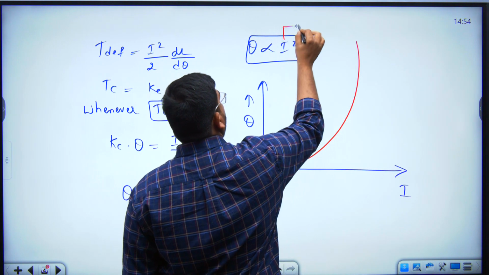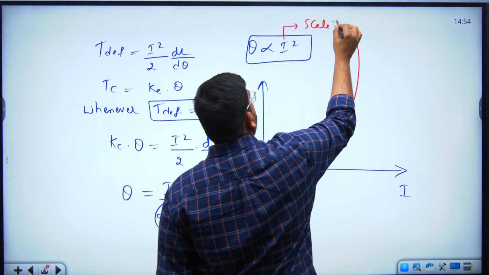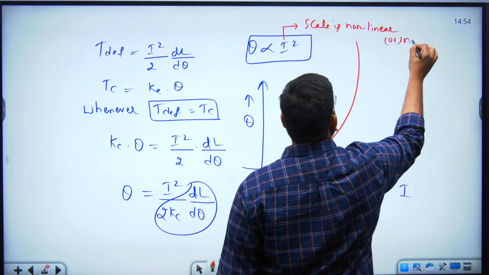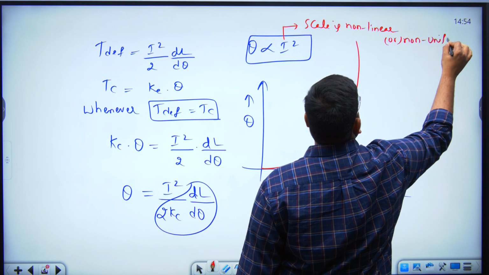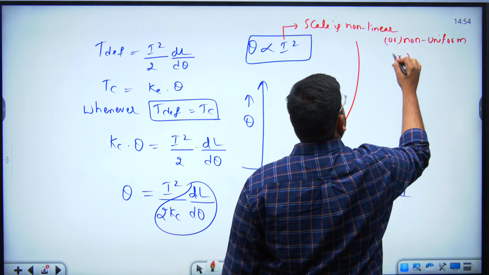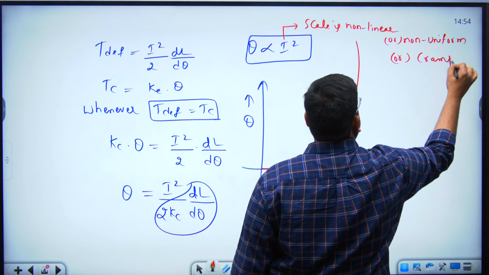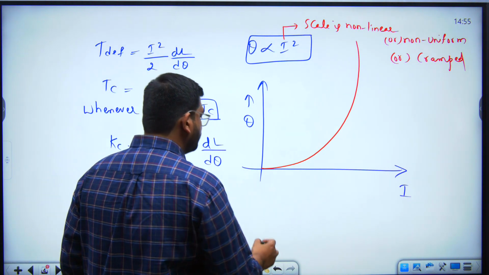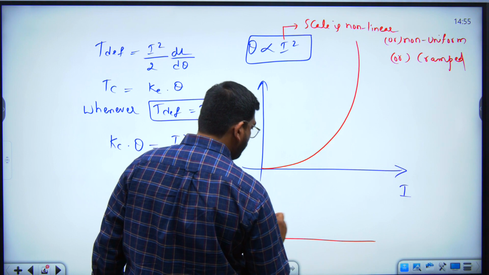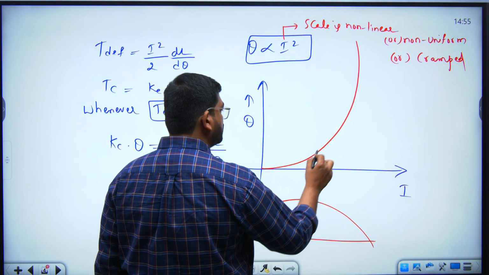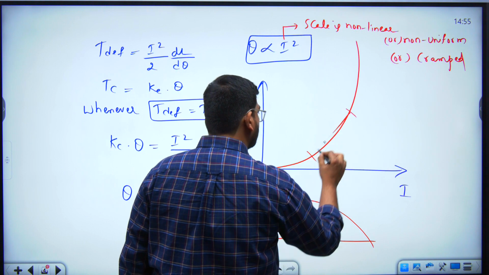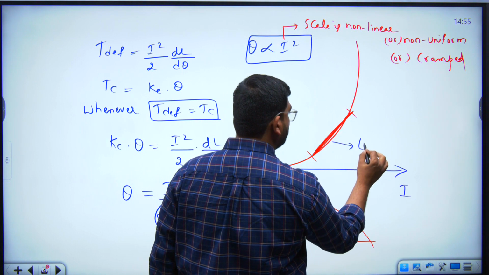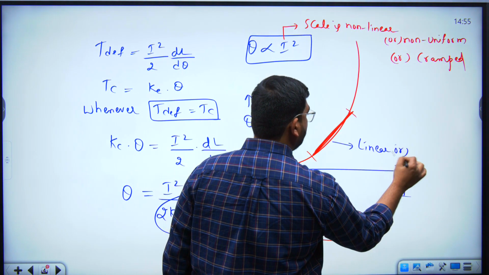So the scale is non-linear, or we can even call it non-uniform. We can even call this a cramped scale. Got the point? We can call this a non-linear, non-uniform or cramped scale. Means when you design the scale, look at this. From starting to ending, only in this portion we have a linearized portion, right? So here it has some linear or uniform behavior.